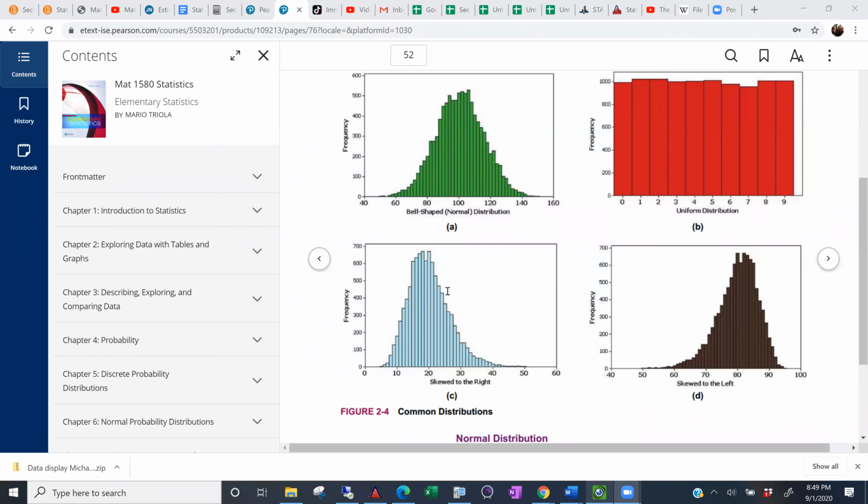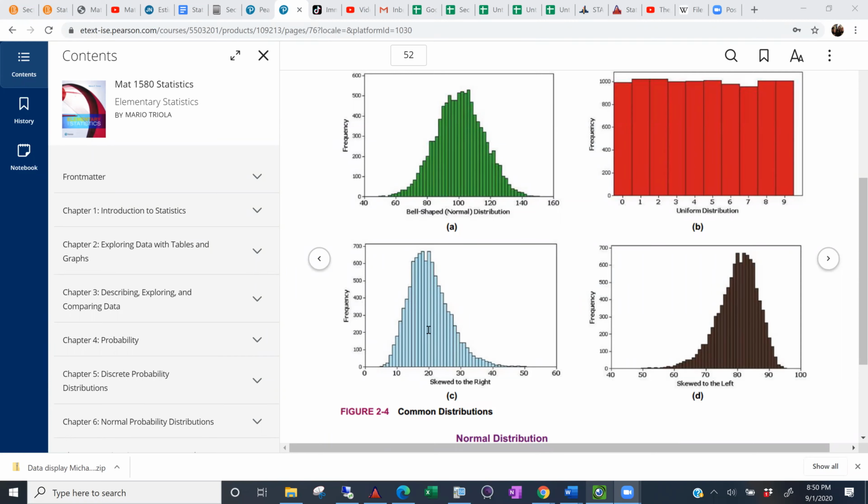Now, speaking of different shapes, there's a couple other ones. This kind of looks like a normal distribution, except one thing. Can anyone tell me the subtle difference between graph A and graph B? The increases to the right? Yeah. So you've got this tail to the right. And where the tail is called the skewness. So this is skewed to the right because that's where the tail is.